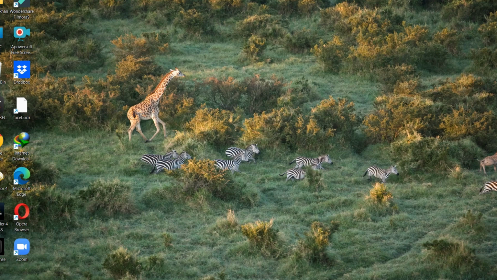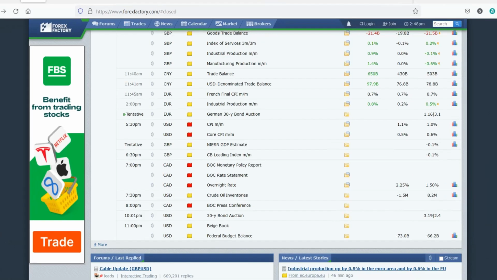So without wasting time, we will go towards the Forex Factory website. As you can see, at 5:30 p.m. according to Pakistan time, and right now it's 2:58 p.m., so after 2.5 hours there's the CPI data, and the CPI data is very important.